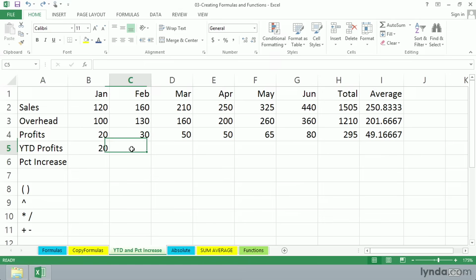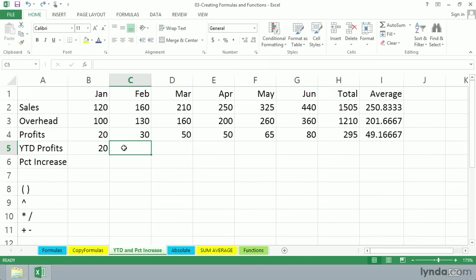So how about February? Earlier, we had suggested we could add these two cells to get our cumulative profit. 20 plus 30 is 50. We could also add these two. 20 plus 30 is 50. So what's best? Well, look ahead to March. In March, will we be adding just these two cells to get our year-to-date profit? It'll make more sense to take the March entry and add it onto the previous year-to-date, provided this year-to-date is the total of these two cells.